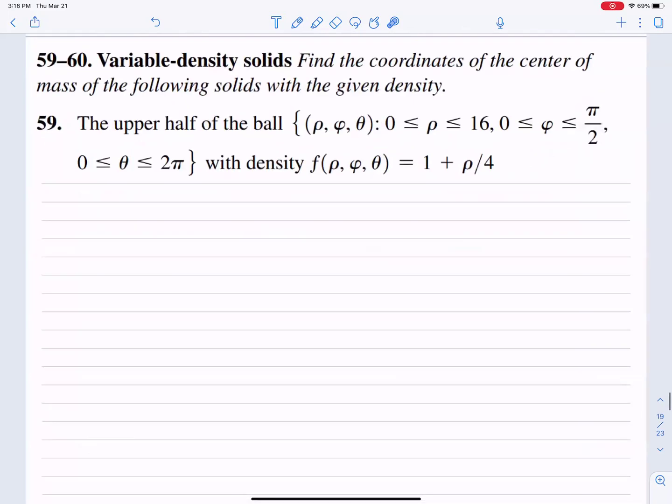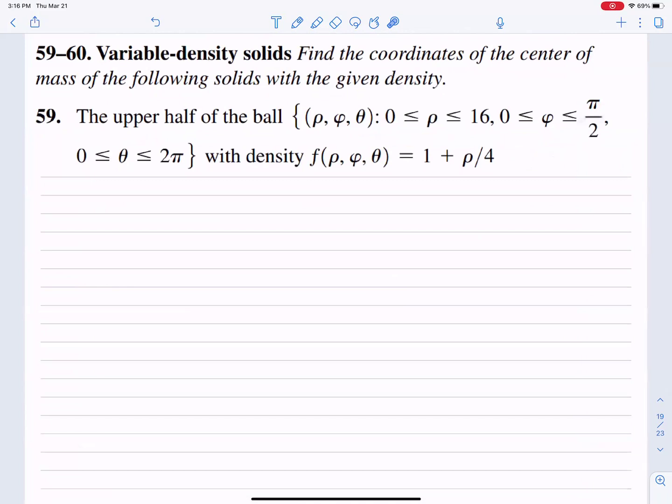Let's do this variable density solid. Find the coordinates of the center of mass of the following. This one uses spherical coordinates. It's the upper half ball. So rho goes between 0 and 16, phi is between 0 and pi over 2, and theta goes between 0 and 2 pi. And they tell us the density function is 1 plus rho over 4.